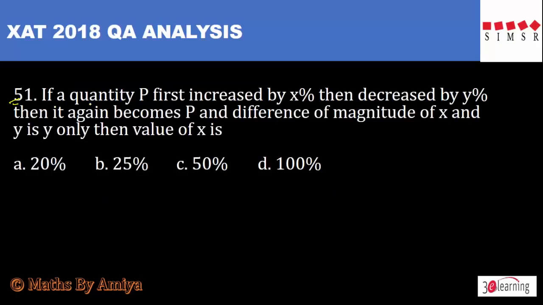Question number 51. If a quantity P is first increased by x%, then decreased by y%, then it again becomes P. The difference of the magnitudes of x and y is y only. Then find the value of x.